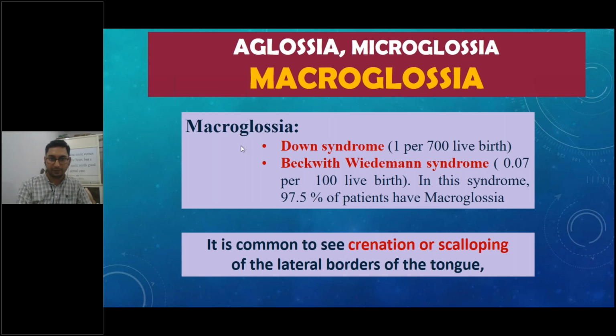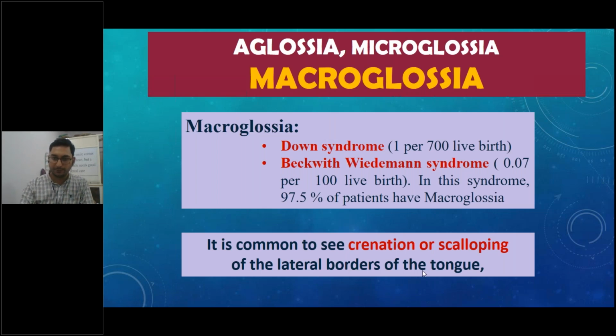Okay. If the tongue is enlarged in a normal jaw, okay. If the tongue is enlarged and the jaw is also enlarged, that is basically, I would say, an endocrine disturbance. For example, in acromegaly patients, there you will find an enlarged tongue also. You will find an enlarged jaw also. There you will not find crenation or scalloping on the lateral borders of the tongue. But if the tongue is enlarged and jaw size is normal, there you will find crenation.